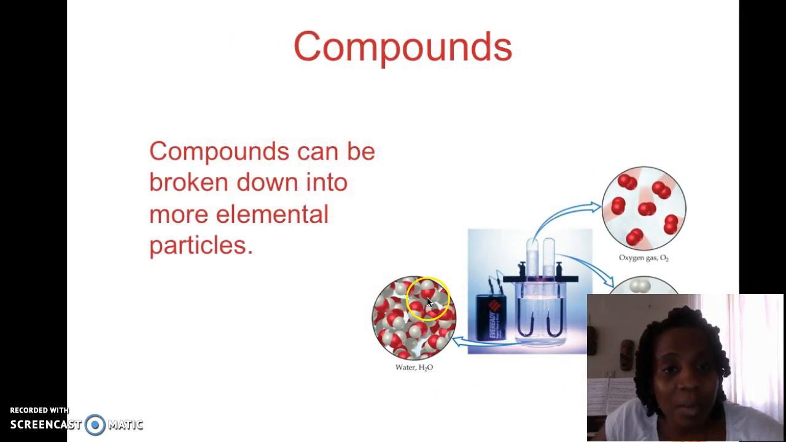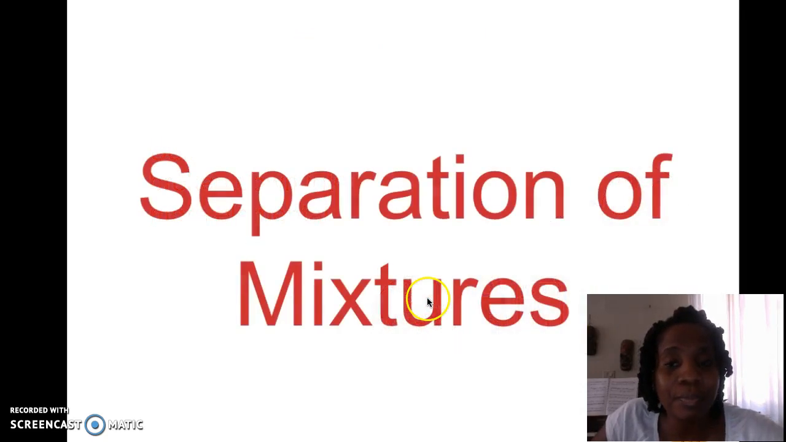Compounds can be broken down into elements, right? Just as elements can be combined to form compounds, the reverse is also true. Here you have an example of electrolysis, during which electricity is run through a sample of water, and that produces hydrogen and oxygen gases. I want you to reflect a bit on this section because this is going to be our first experiment on separating mixtures.